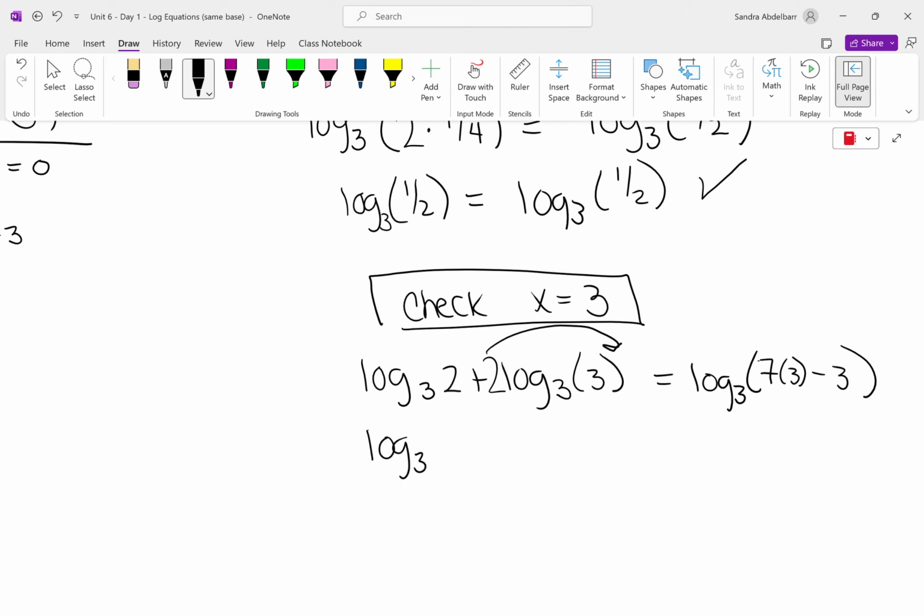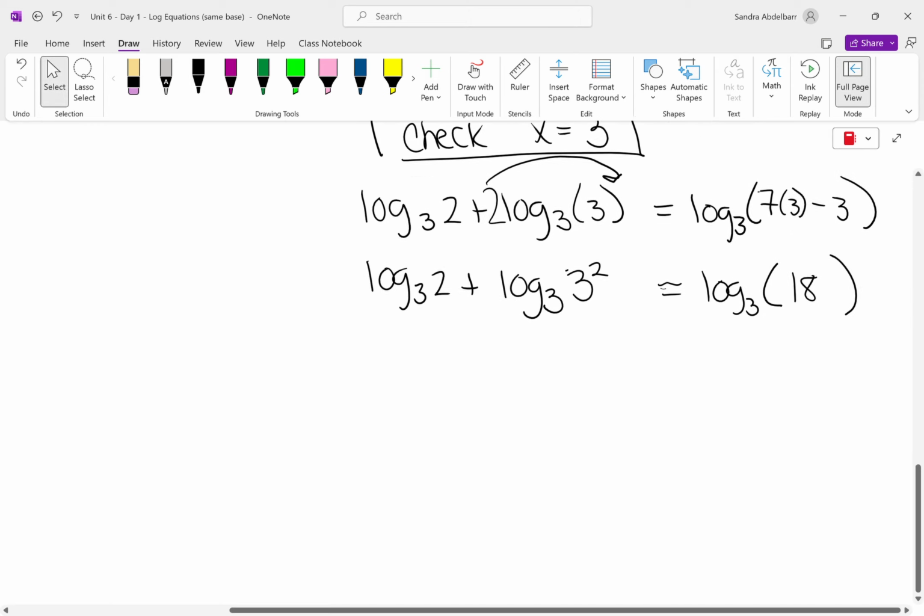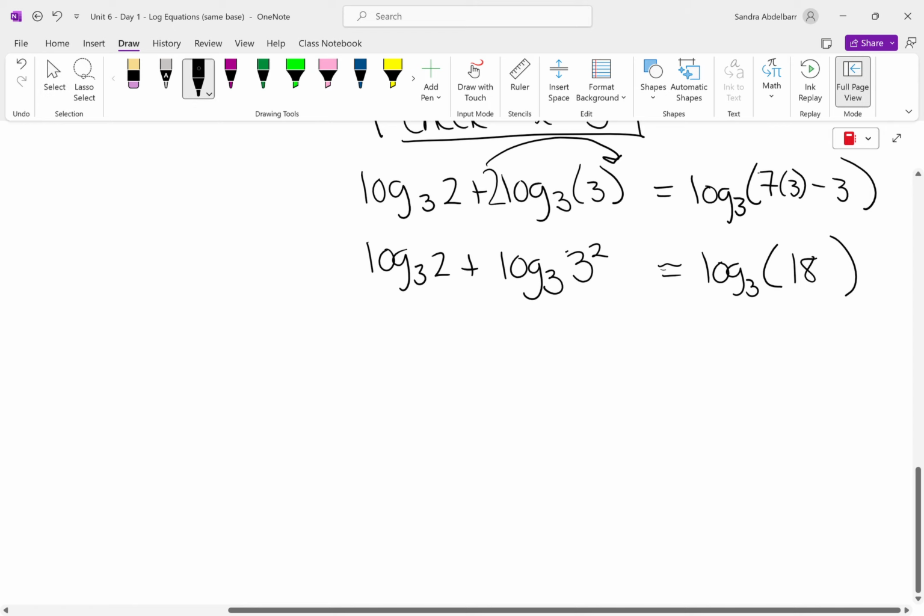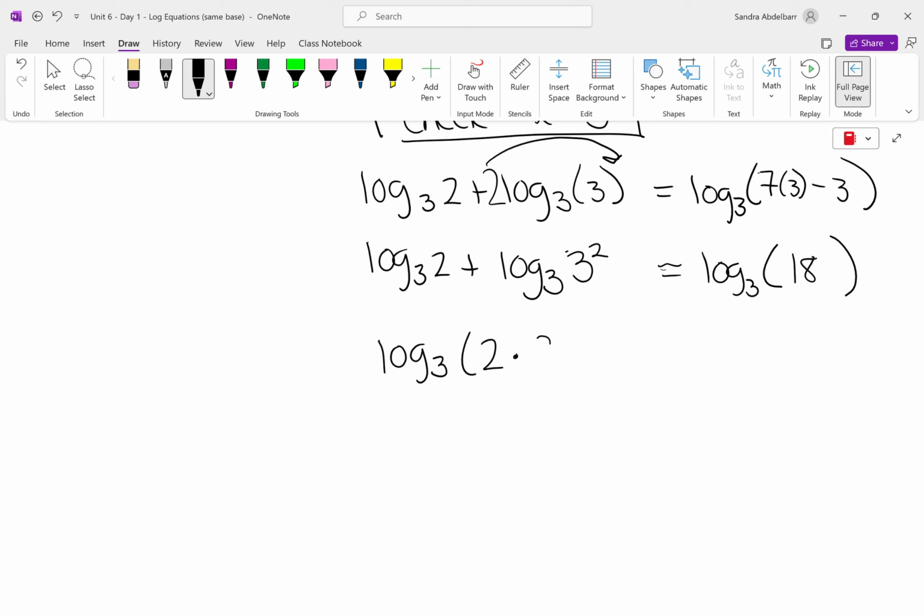I'm going to bring that 2 over up top. So log base 3 of 2 plus log base 3 of 3 squared equals log base 3 of 18. I'm going to pull this into one log on the left. Log base 3 of 2 times 3 squared, well 3 squared is 9, equals log base 3 of 18. Are these the same? Yes, so both our answers checked.